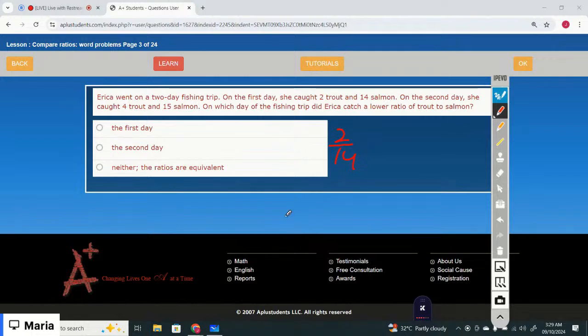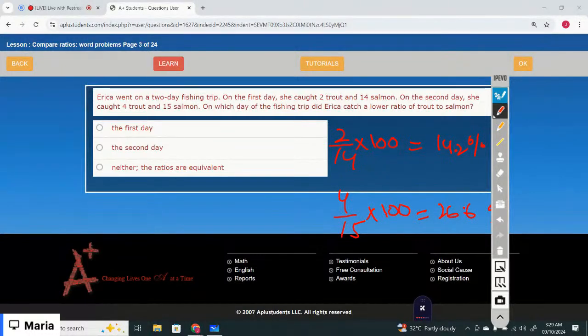Two by 14 and 4 by 15. Let's just calculate the percentage, right? That is 2 by 14 times 100, that is 14.2%, and 4 by 15 times 100 is 26.6. Sorry, that is 14.2.